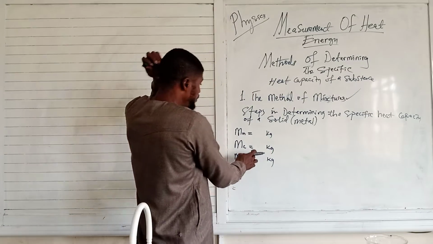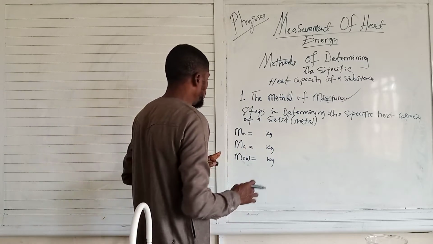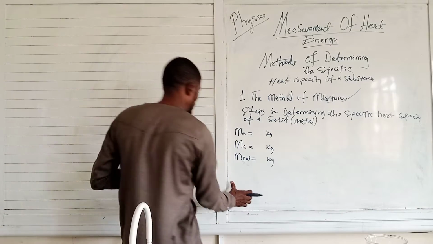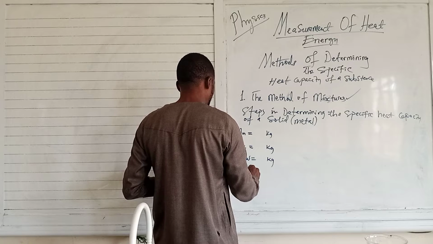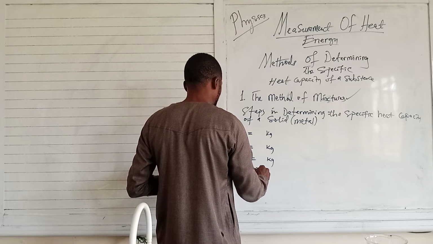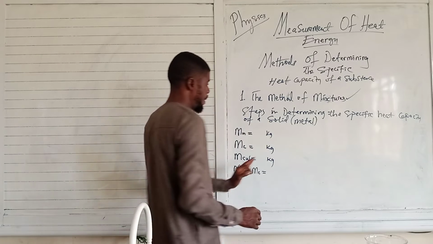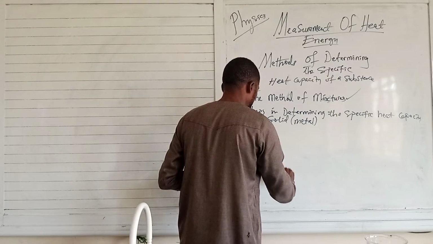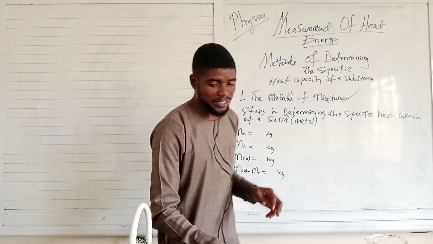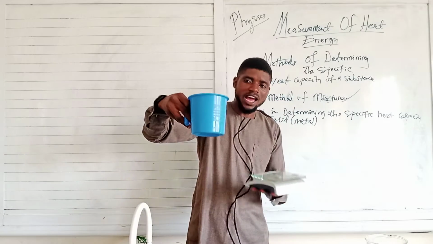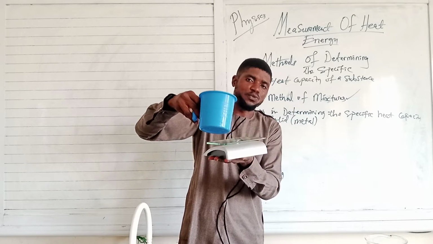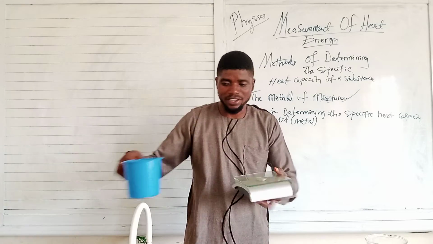Now, from MCW and MC, you can find the mass of the water. How will you do that? The mass of the calorimeter plus water minus mass of empty calorimeter gives you mass of water in kilogram. Because it is madness for you to carry this water and pour it here that you want to find the mass of the water. It is not done like that.